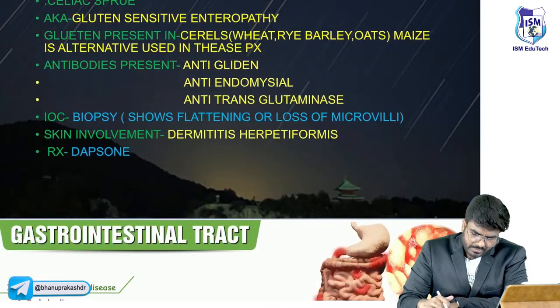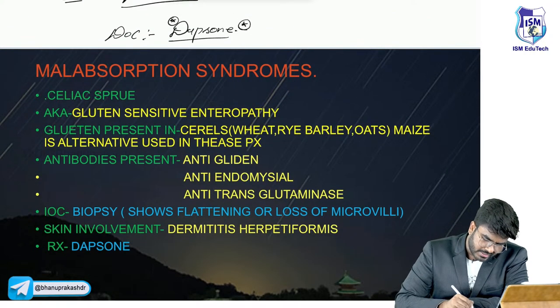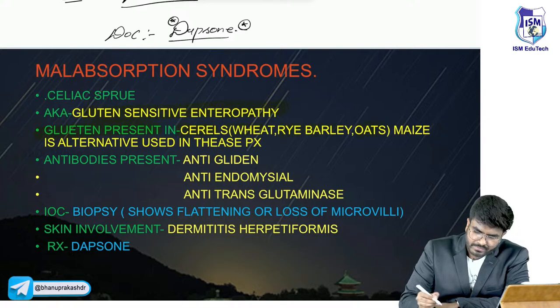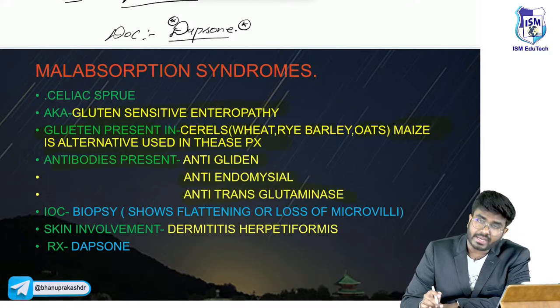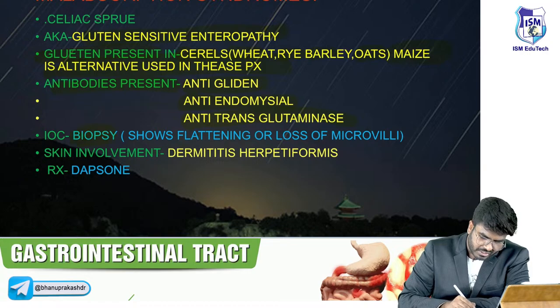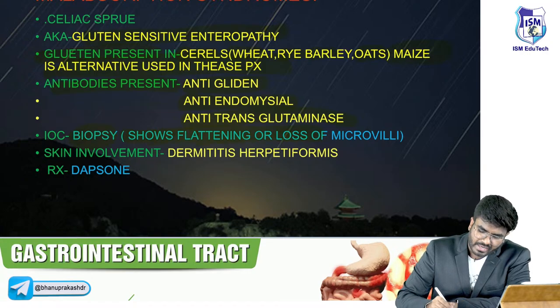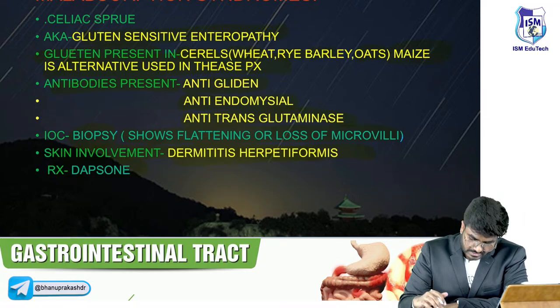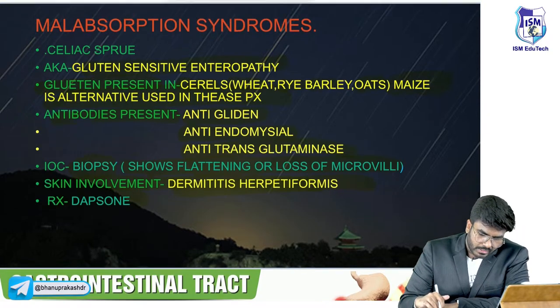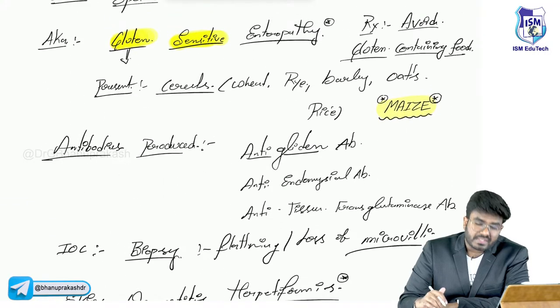So, all the same things which we have seen. Celiac sprue is also called gluten-sensitive enteropathy. Gluten is present in cereals like wheat, rice, barley, oats. Maize is an alternative for this patient. Antibodies present are anti-gliadin, anti-endomysial, and anti-tissue transglutaminase antibodies. Investigation of choice is biopsy. Biopsy shows flattening or loss of microvilli. Skin involvement is dermatitis herpetiformis, and the treatment for skin involvement is dapsone. Simple. Done. So I have completed celiac sprue.